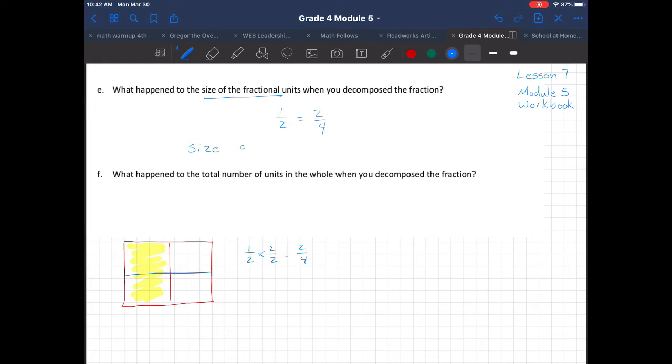So the size got smaller. Okay, the size of the pieces. The fraction is still the same, but the pieces are smaller now. What happened to the total number of units? Well, if we have 1/2 going to 2/4, we end up with more units or more pieces. So when we go from 1/2 to 2/4, we get more pieces, but the pieces are smaller.